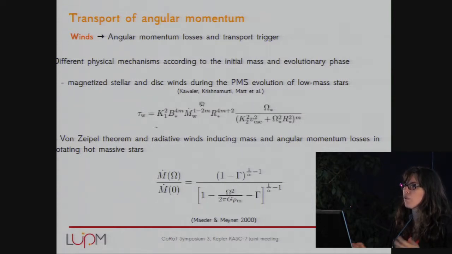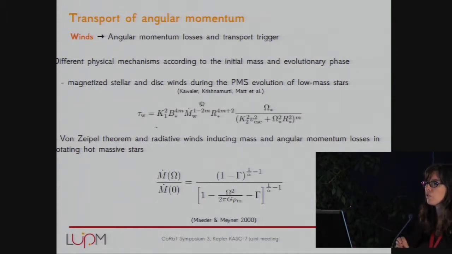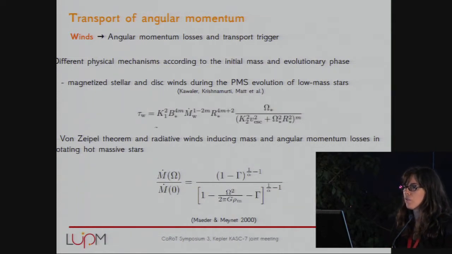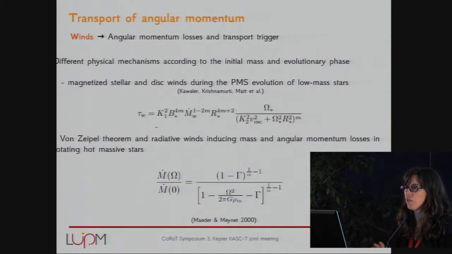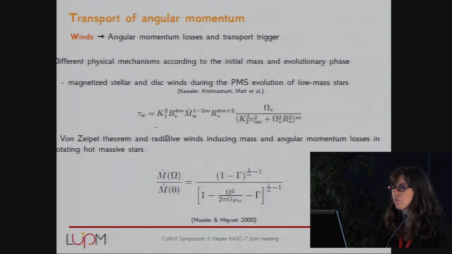So you see that you need to have already a good knowledge of your star in order to be able to have a good model for the wind, but this will for sure drive a part of the evolution of the angular momentum of your star from the pre-main sequence to the age of the sun if it's a solar type star. For more massive stars, even though these stars are beyond the scope of the studies that have been done with CoRoT and Kepler, for the very massive ones, you also have the fact that the radiative winds will induce mass and angular momentum losses.